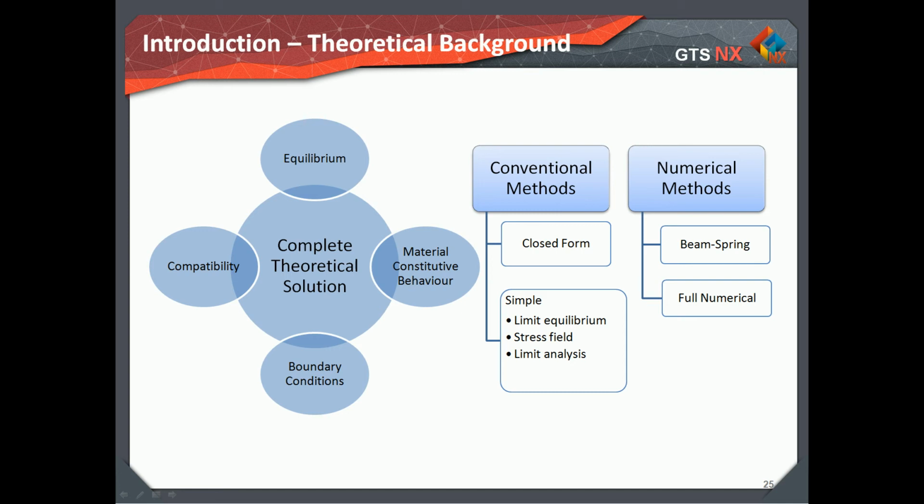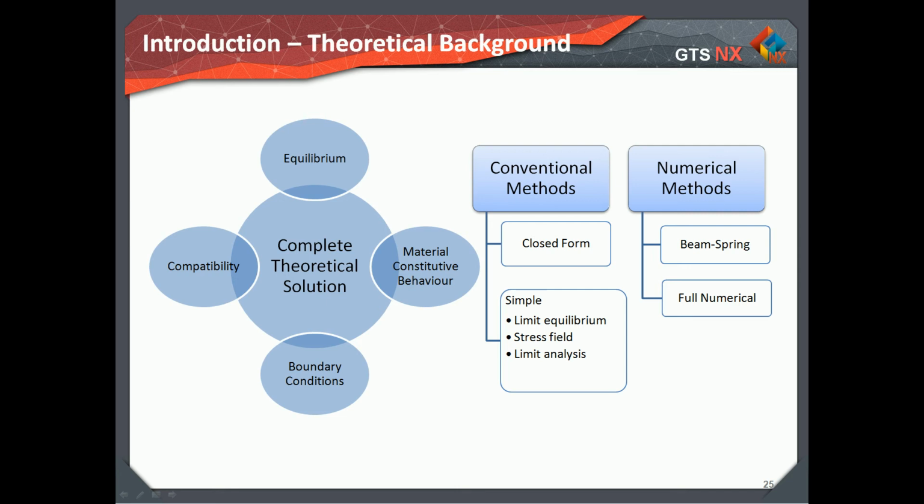In terms of the method of analysis, fundamentally there are two groups, conventional method and numerical method, which I will briefly provide some description. Closed form provides an exact theoretical solution, but it is based on the unrealistic assumption that soil is an isotropic linear elastic material.